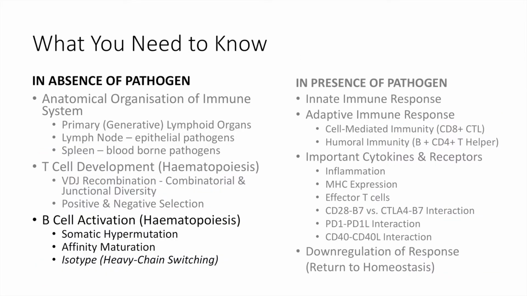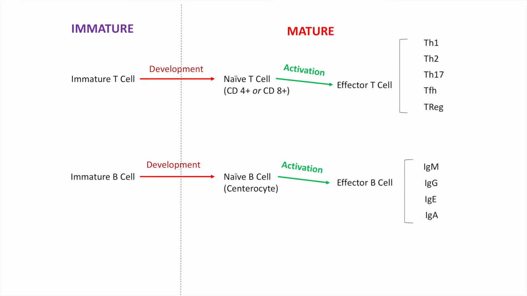Okay, now we will run through B cell activation. Just to recall the earlier slides, activation is the process by which a naive B cell becomes an effector B cell. The development of B cells is not within syllabus, so it does not need to be learned. But you do need to know the processes by which B cells are activated.